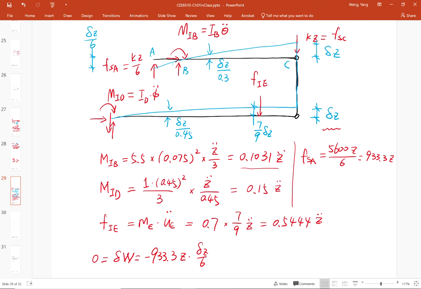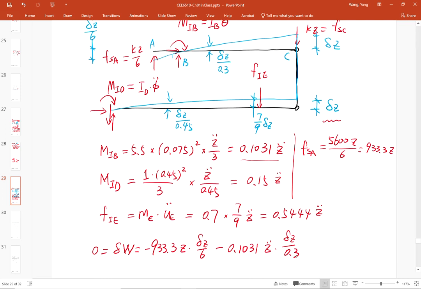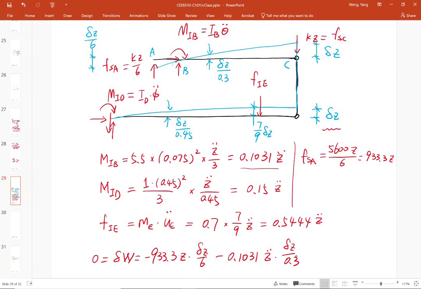Okay, going back to MIB. MIB is 0.1031 Z double dot. The work again is negative, multiplying the corresponding angle, and the corresponding angle is delta Z divided by 0.3. So the reactions don't do any work.